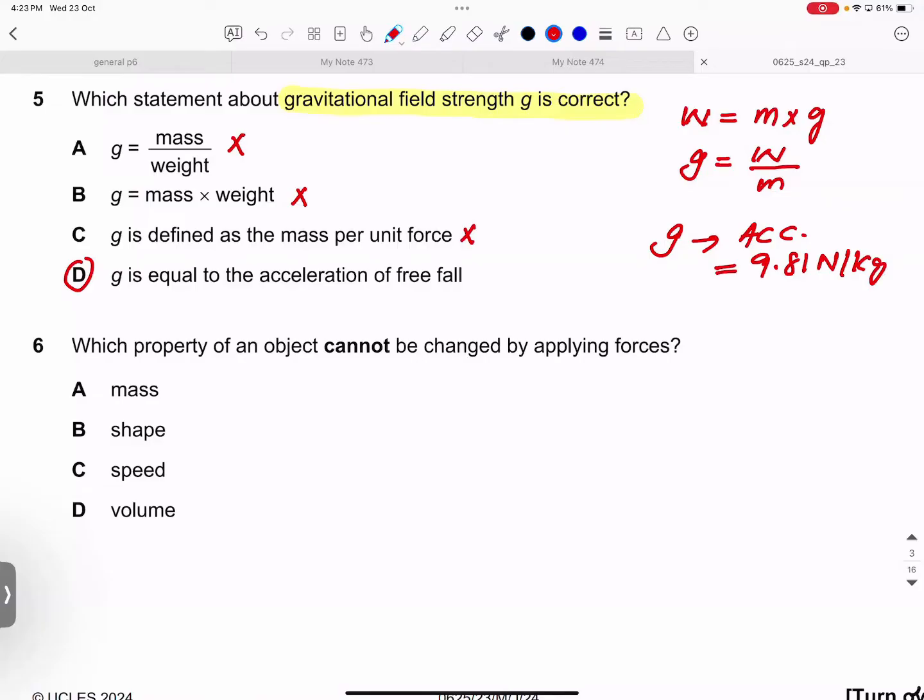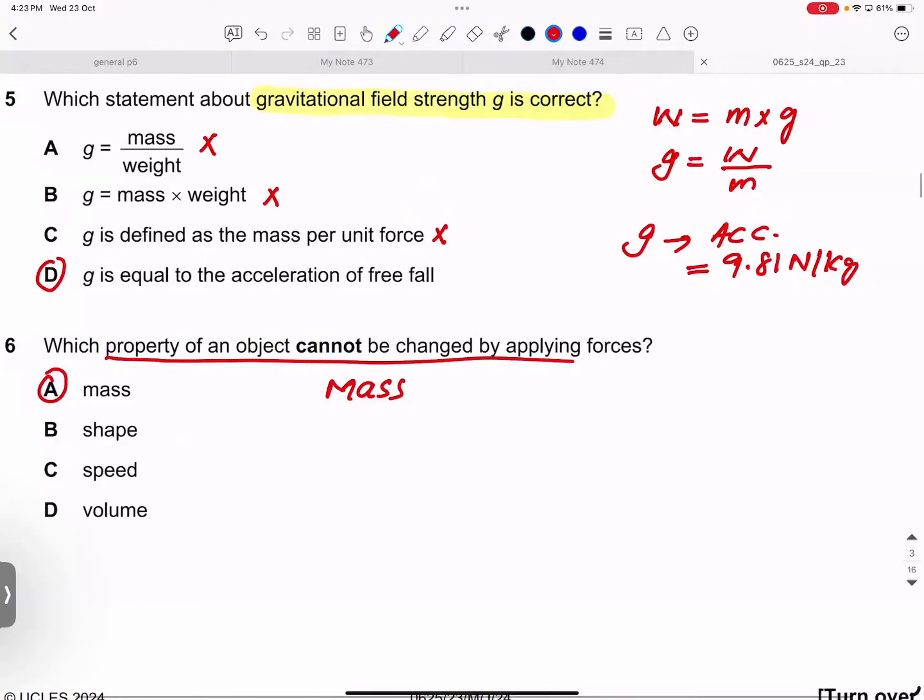Question number 6. Which property of an object cannot be changed by applying force? The only thing which cannot be changed by force is the mass. Option is A. Mass cannot be changed by applying force.